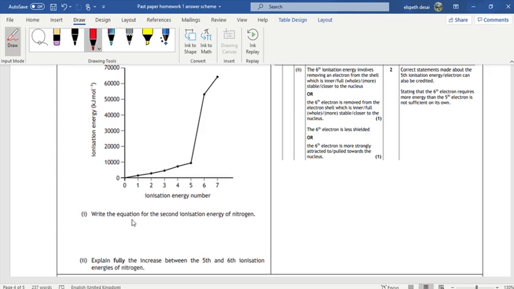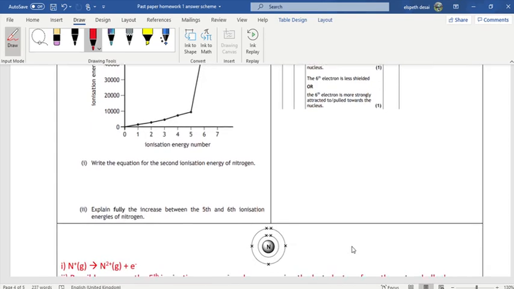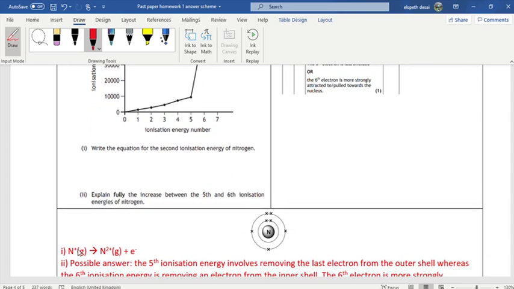The first question, part I, is just to write the equation for the second ionization energy of nitrogen. Mostly that was very well done. The key thing to remember here is to fill in your state symbols. A couple of you made some silly mistakes, like forgetting to add in the electron in this equation. So just remember, that'll just take a little bit more practice. But most of you were absolutely right on this.